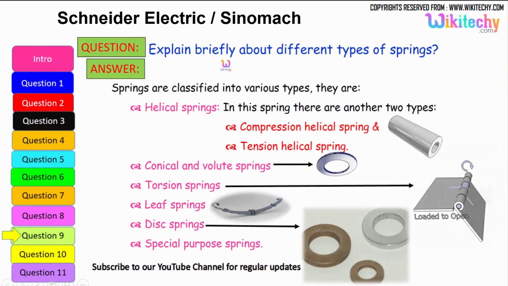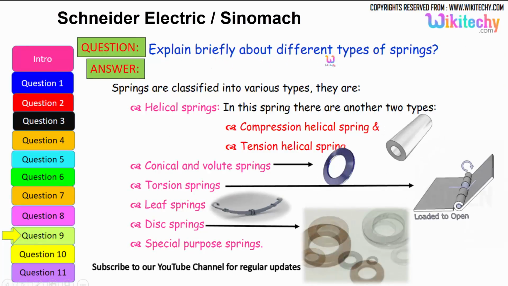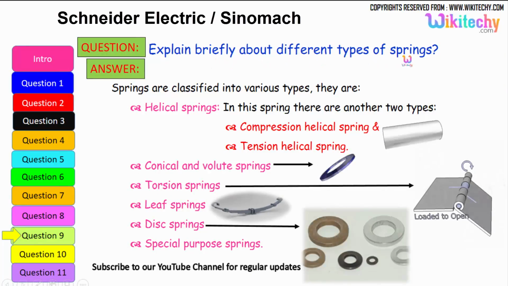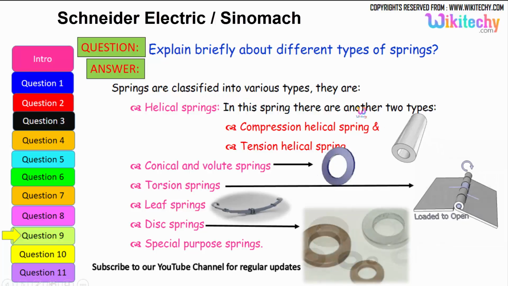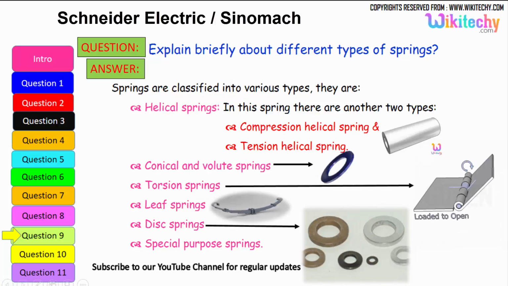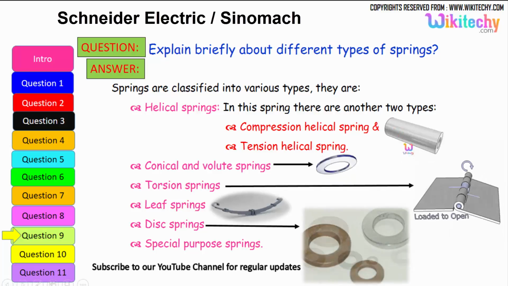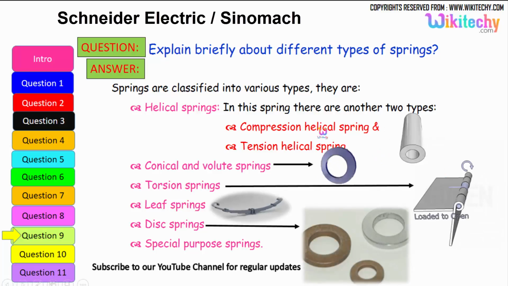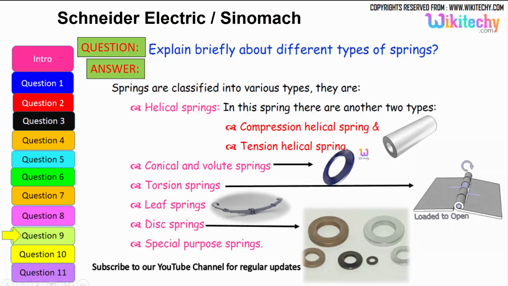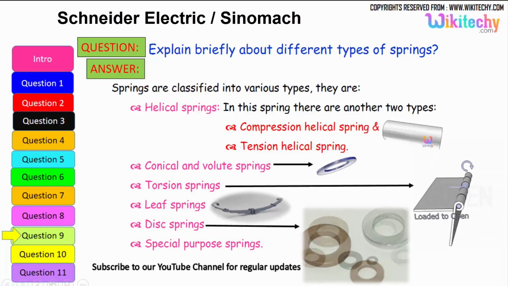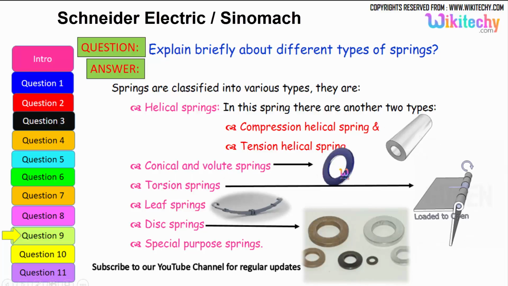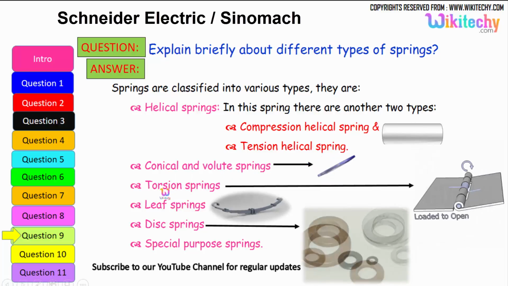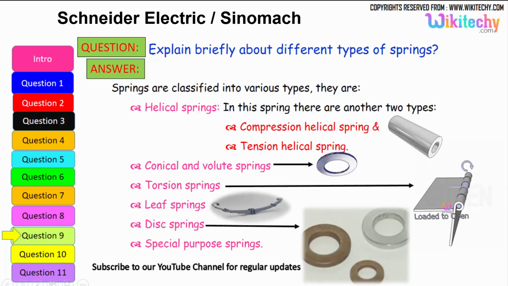Now let's see briefly the different types of springs. Springs are classified into various types. The first one is helical springs. There are two types of helical springs: compression helical spring and tension helical spring. The next ones are conical and volute springs. The other one is torsion springs.